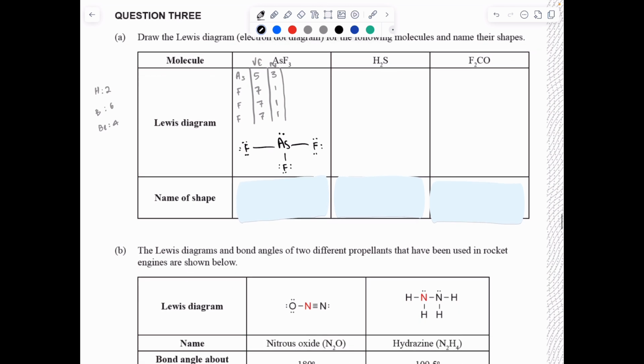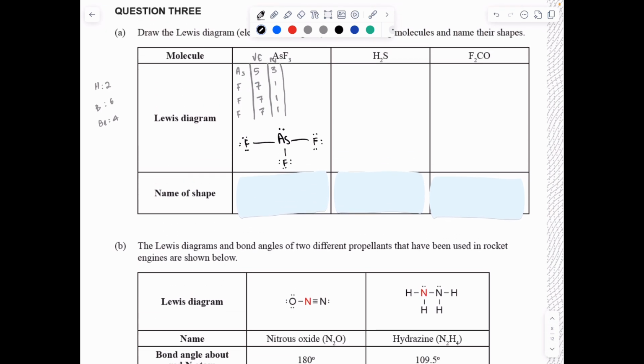Okay, so we have to name the shape for this. Let's think about it. We've got 3 bonding regions and 1 non-bonding region. So this must make it a trigonal pyramid. Think of it as a little bit of a tripod, so it's got 3 legs, and then the top lone pair is like the camera on the stand. The tripod forms a little bit of a pyramid shape with the 3 legs and the camera on the top.